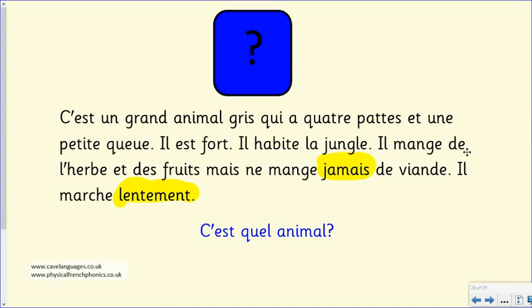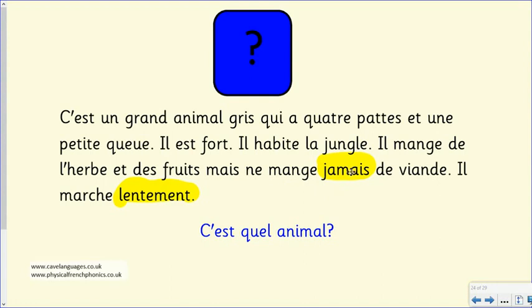Il mange de l'herbe. It eats, remember we just had l'herbe, grass, et des fruits, and probably you can guess that word, fruits. Mais, do you remember that from the last project? But, ne mange jamais. Now I've highlighted that word because I don't think you've met it before. So I've not done ne mange pas, I've done a different negative word, ne mange jamais.